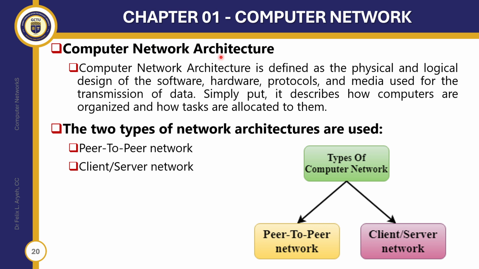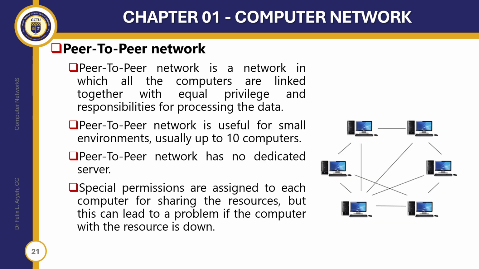When we talk of the computer network architecture, there are two main architectures that exist. We have the peer-to-peer network and we have the client-server network. So these are the two types of computer networks as you can see in here: the peer-to-peer and the client-server network, or sometimes we say server-client network. These are the two main types of computer network architectures.